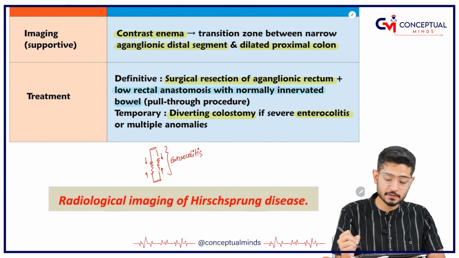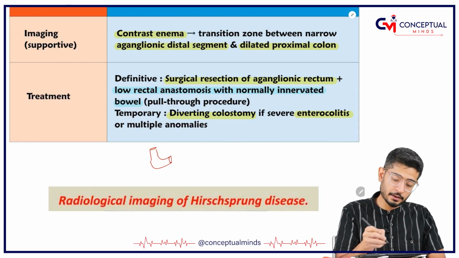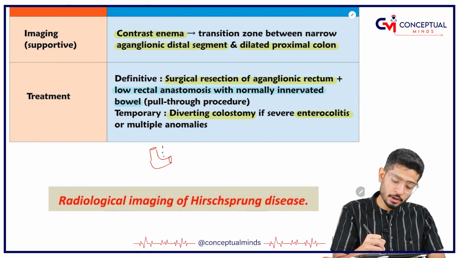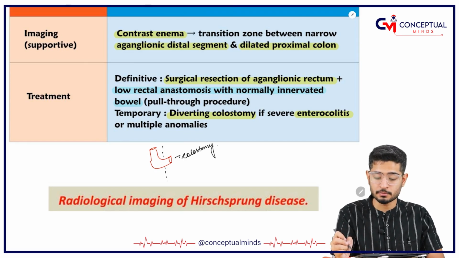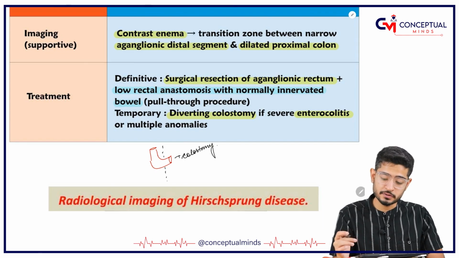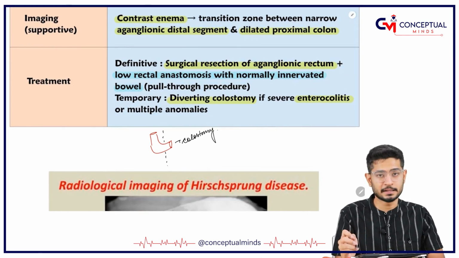This is called enterocolitis. So that's why we remove this part and we do an outpouching from the skin. This is called colostomy. So diverting colostomy is also done if the segment ahead is inflamed or something like that.